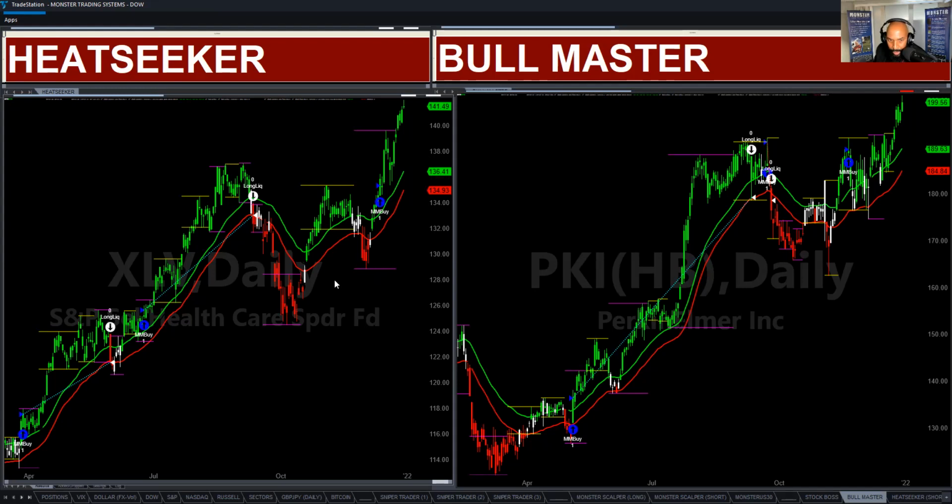Okay, so he's got the stock in the markup phase, his sector is in the markup phase, and guess what? The indexes are getting into the markup phase. Yeah. Minimize your risk, maximize your profit potential. Very good.